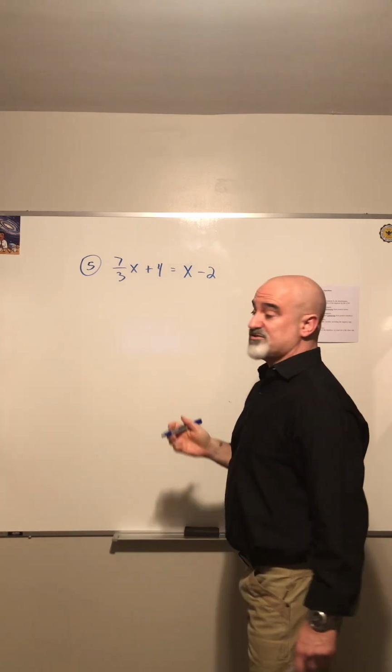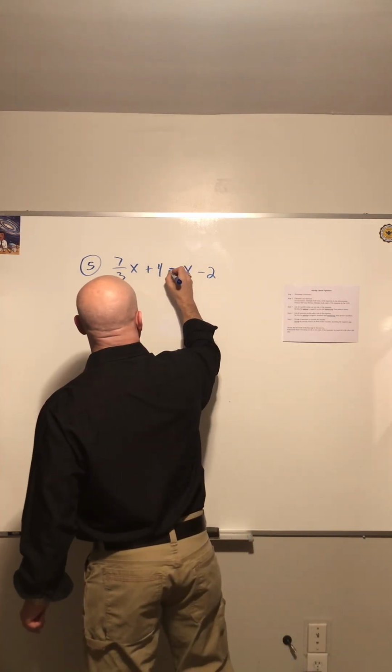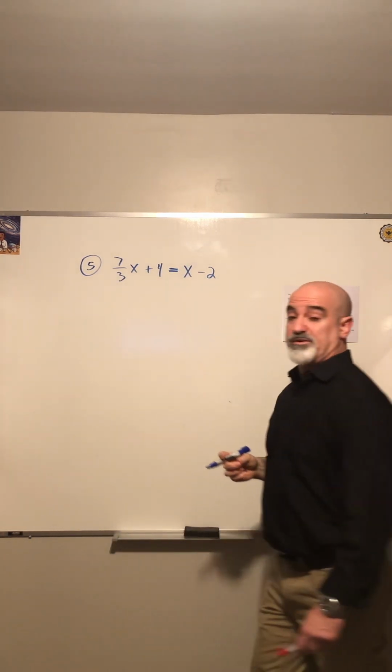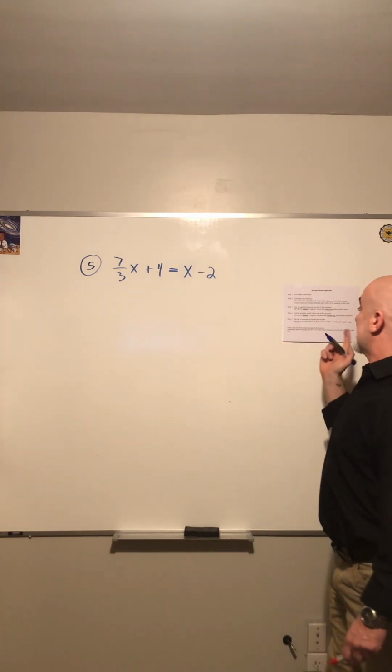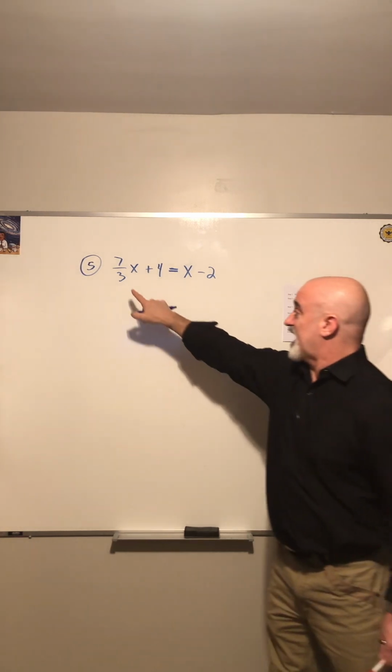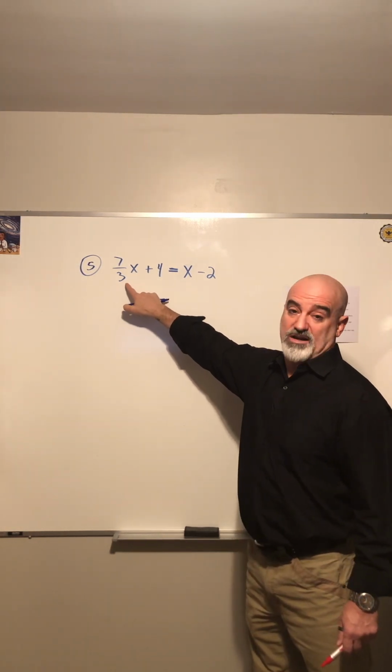Okay, we've got this equation. We go through the steps. Step 1, distribute if necessary. There's nothing to distribute here. But then step 2 says eliminate any fractions. We've got a fraction. We want to get rid of that fraction.